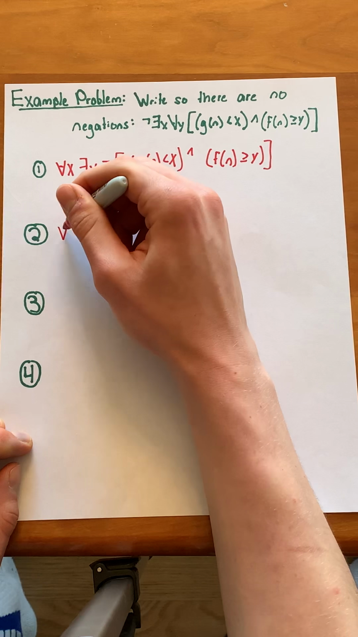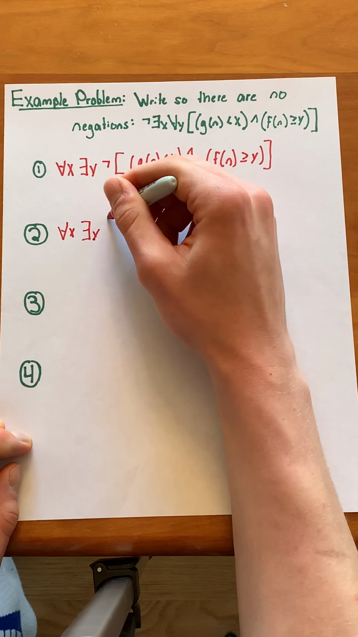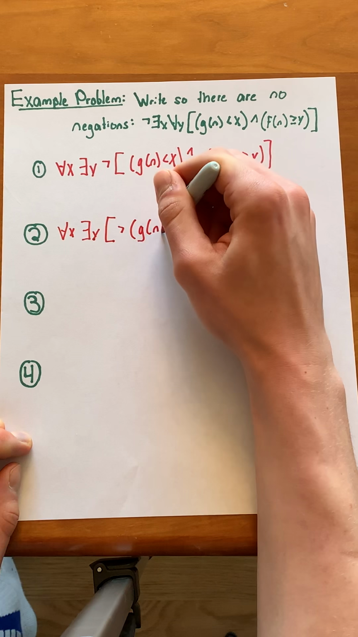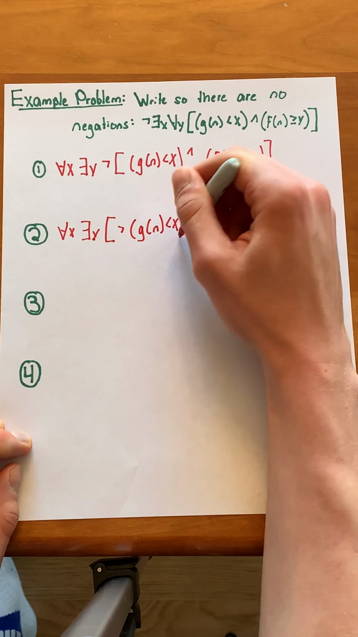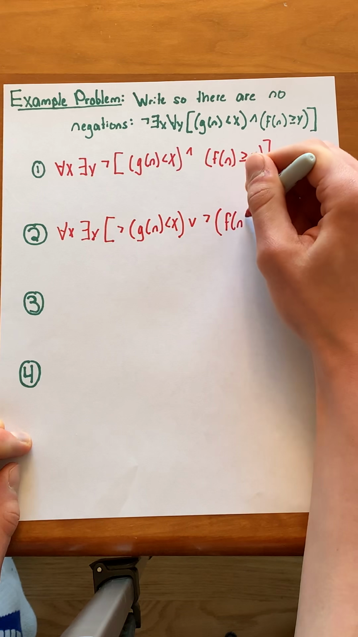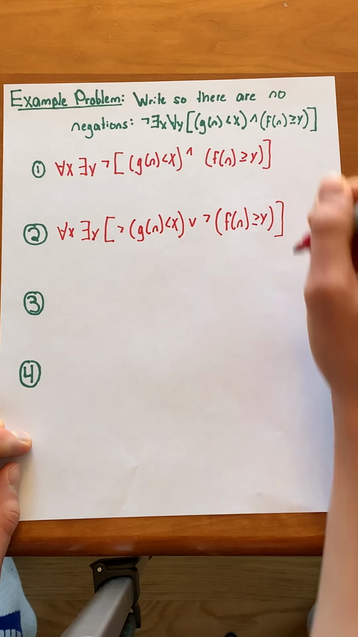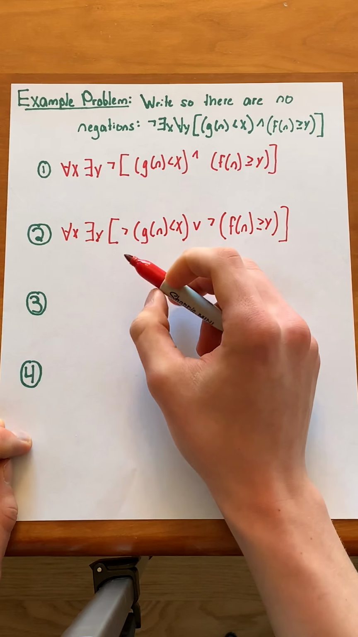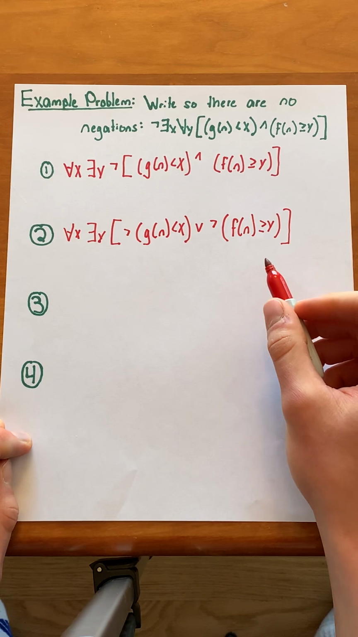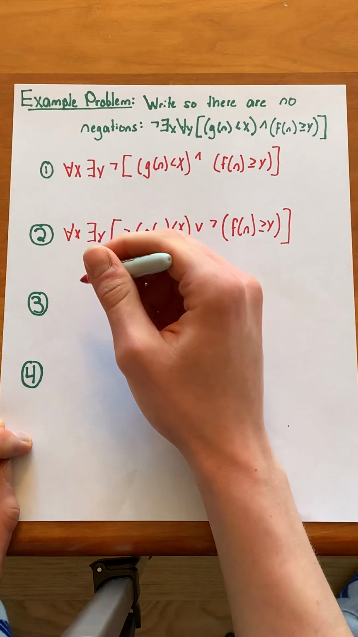For every x, there exists some y such that it is not the case that g of n is less than x, or it is not the case that f of n is greater than or equal to y. Now we've distributed these negation signs to the inside. What we can actually do to start getting rid of them is using relation by implication. So we'll get the following equation.